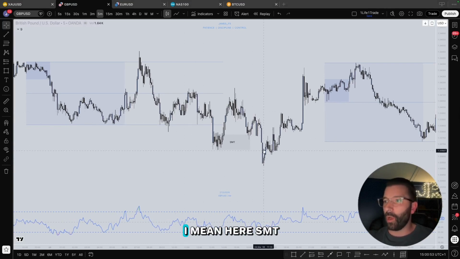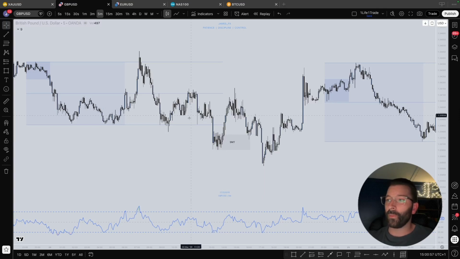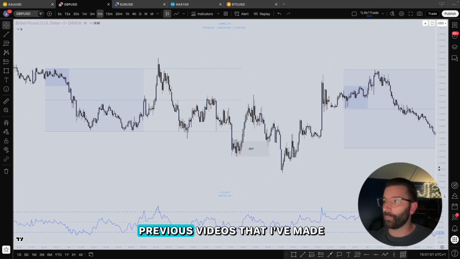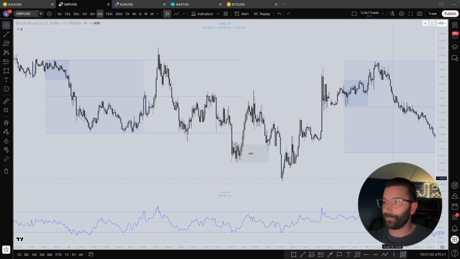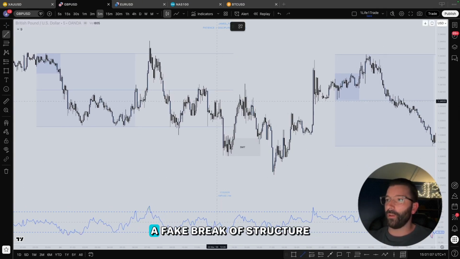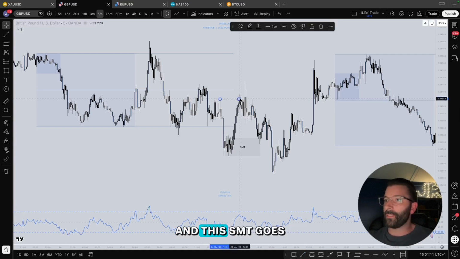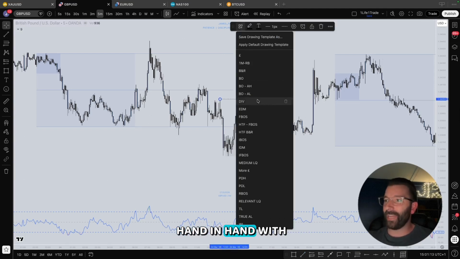So this is what I mean here. SMT, some people call it smart money trader, we call it smart money trap because it is a trap. Now, if you watch previous videos that I've made, you may be aware of something called an FBOS, a fake break of structure. And this SMT goes hand in hand with a fake break of structure.